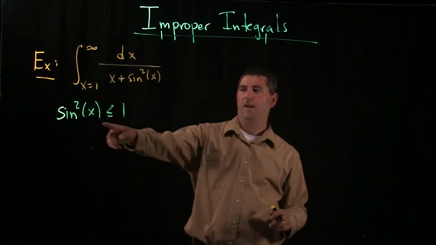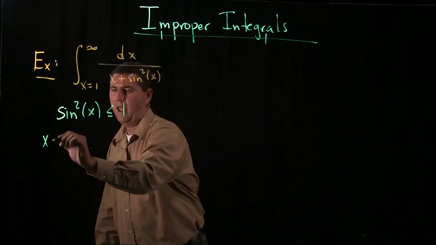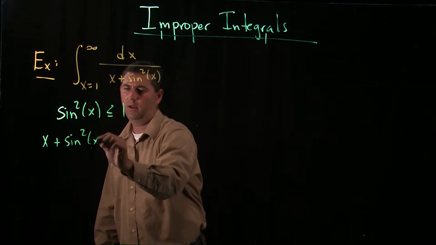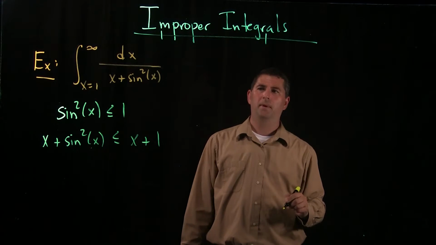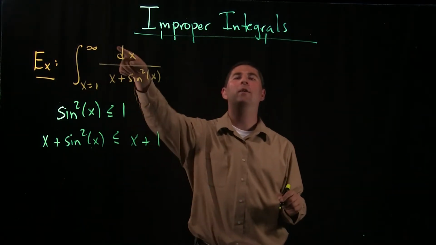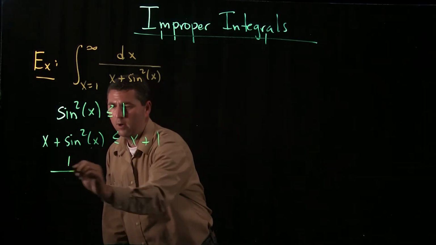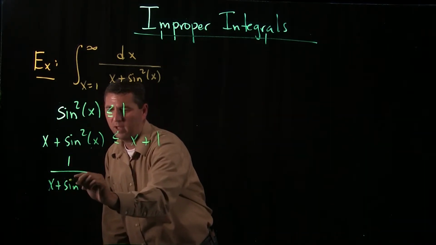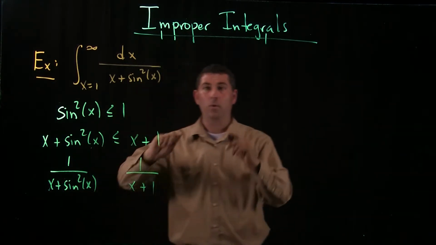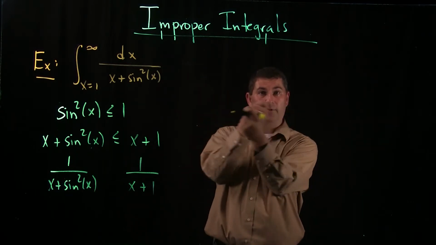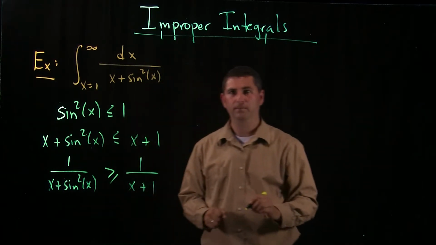Now, I don't have sine squared though. I have x plus sine squared. So x plus sine squared is going to have to be less than or equal to x plus 1. But I don't have x plus sine squared. I have 1 over x plus sine squared. So I'm going to have to invert these. So I get 1 over x plus sine squared and 1 over x plus 1. And remember, when we invert, we have to reverse our inequalities. So less than or equal to would become greater than or equal to.